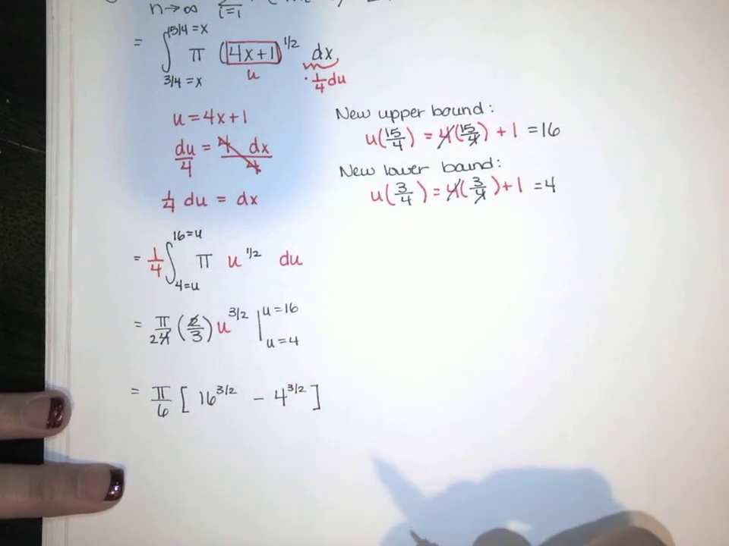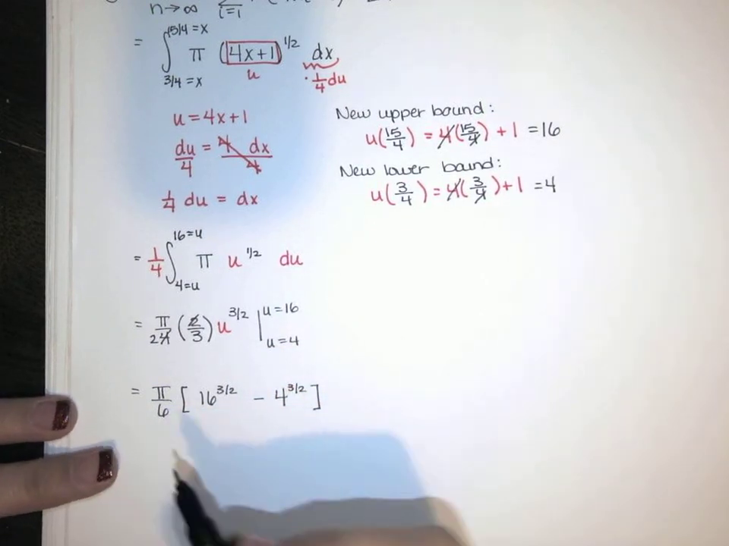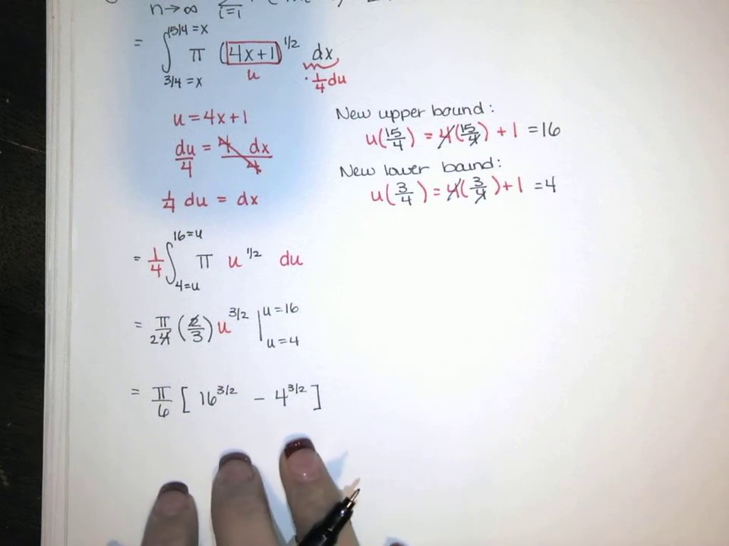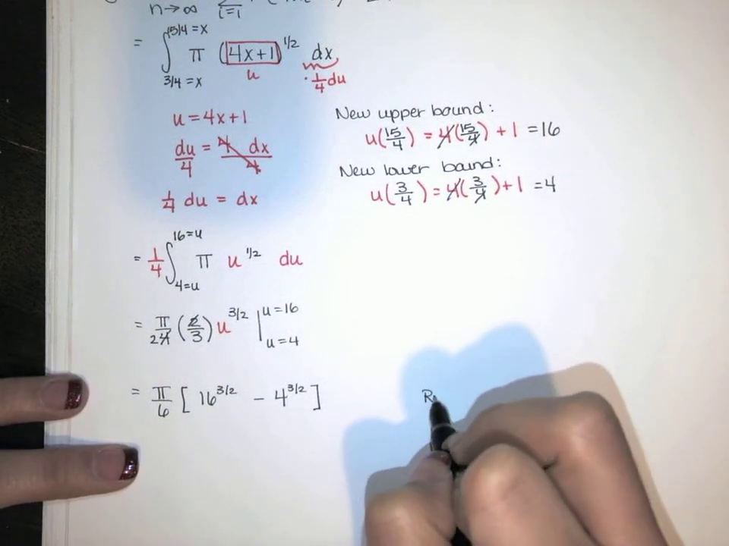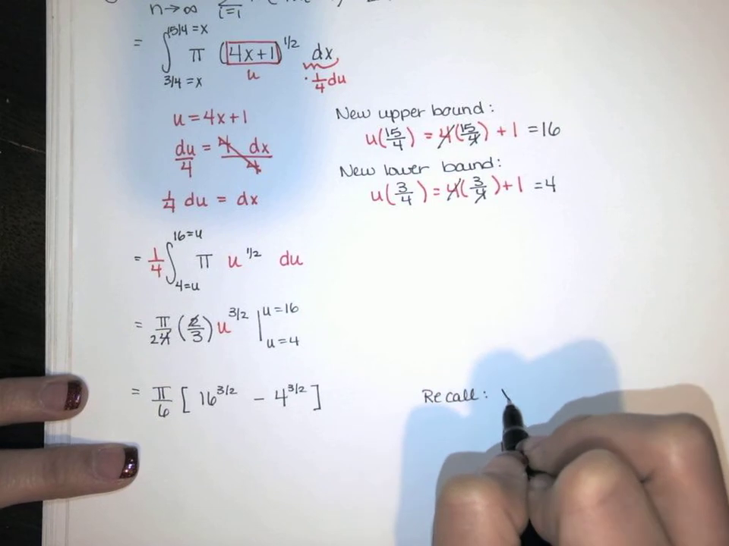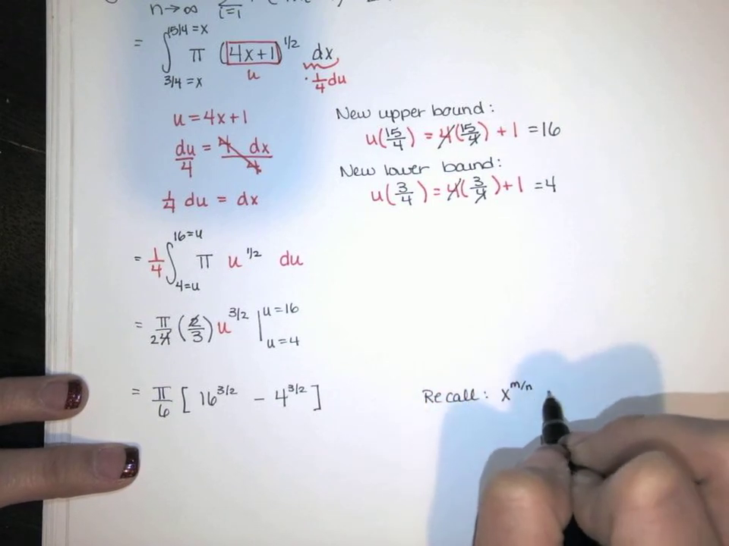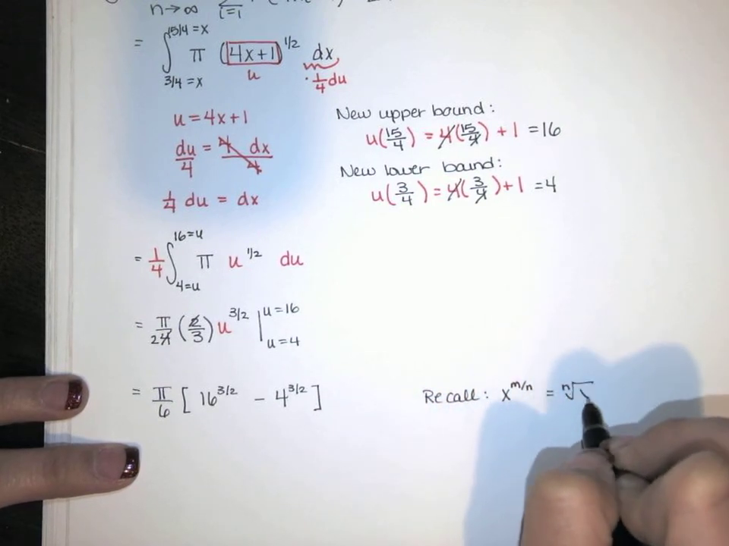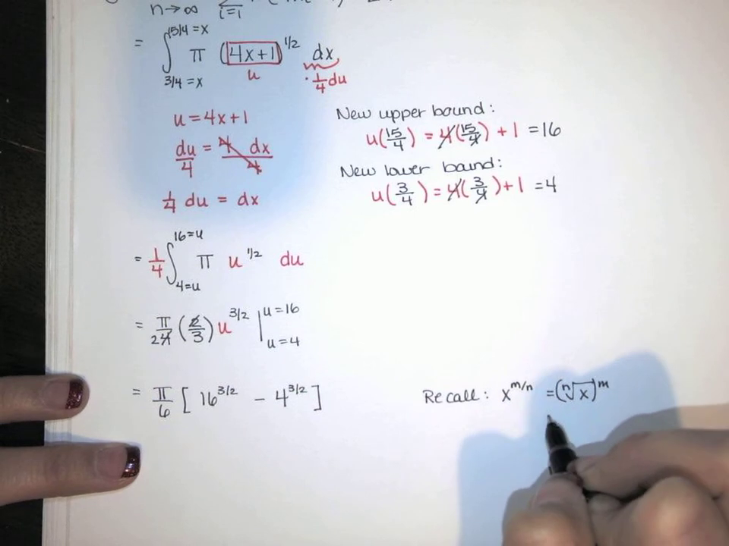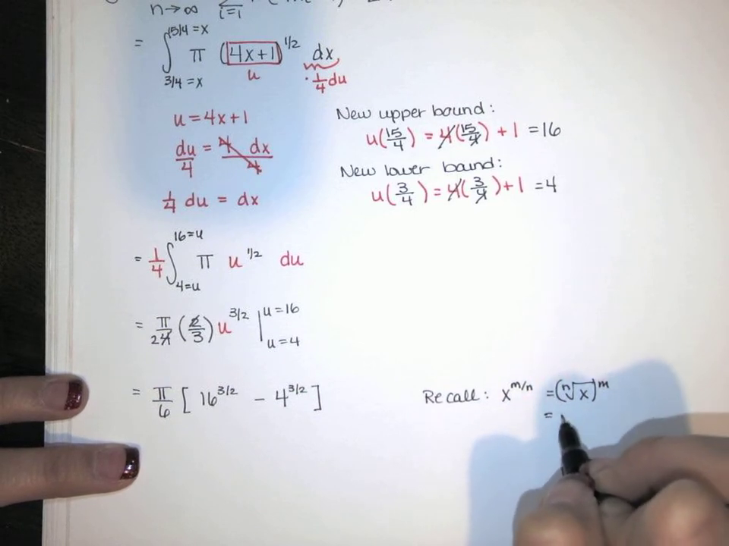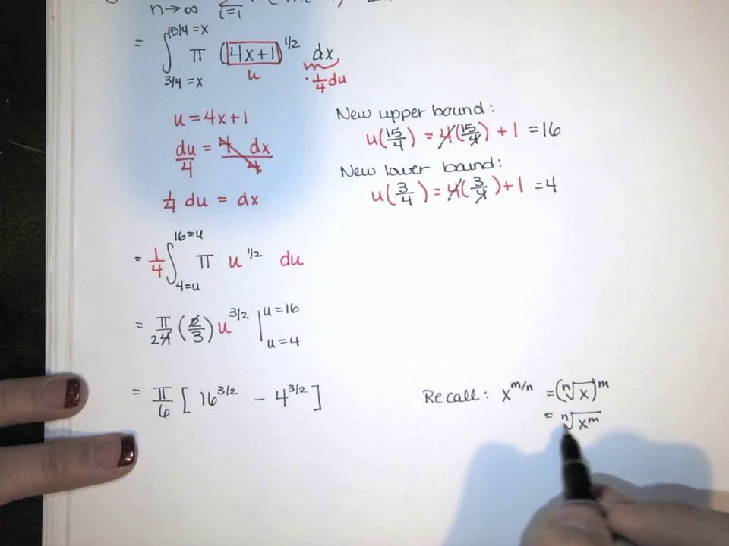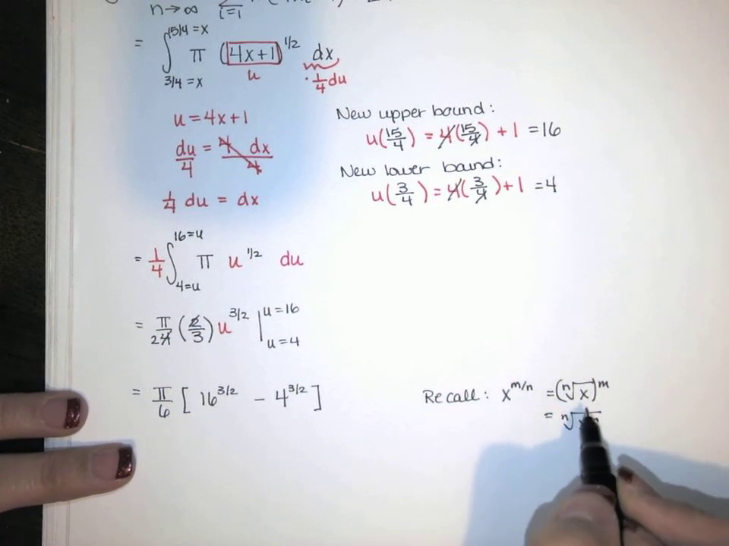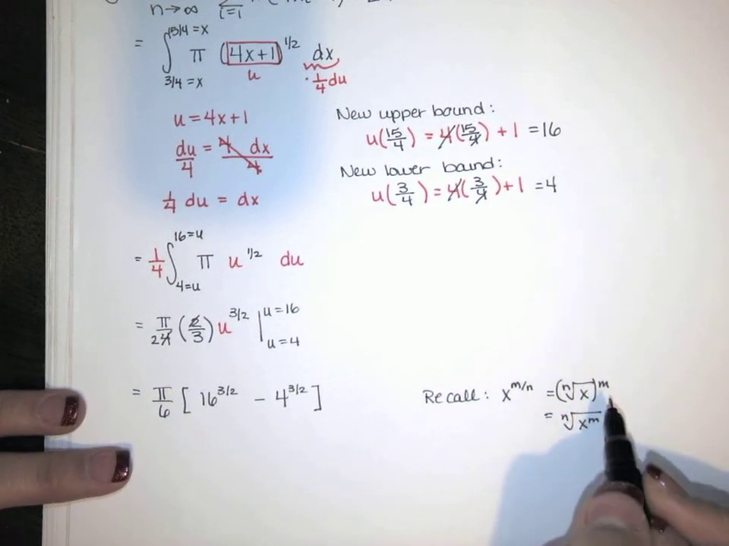It's just not simplified. Now, if you want to, you can simplify this, and this simplifies very nicely, so I highly recommend that you simplify this. Remember, x to the m over n is the nth root of x to the m, or you could do this one, the nth root of x to the m. So you do the power first and then take the root, or you could do the root first and then raise that answer to a power.